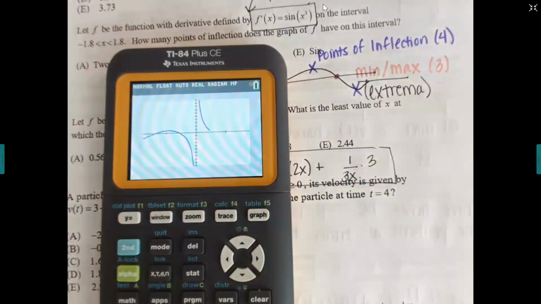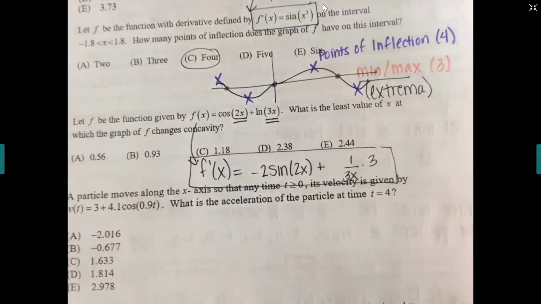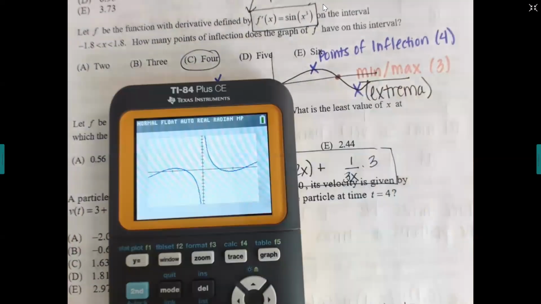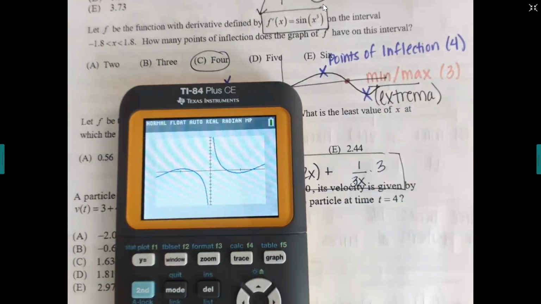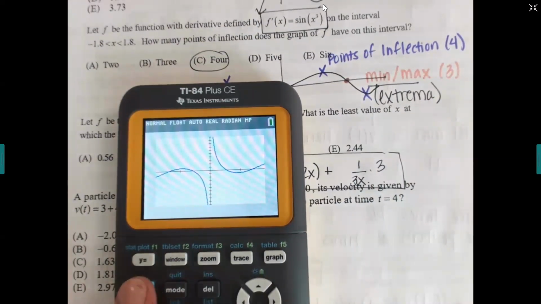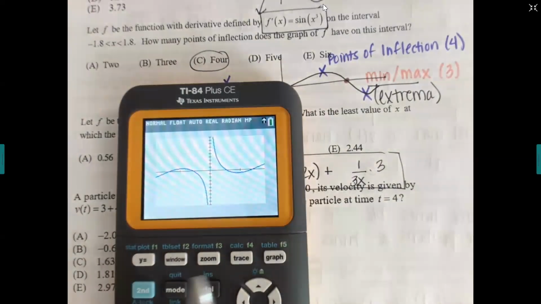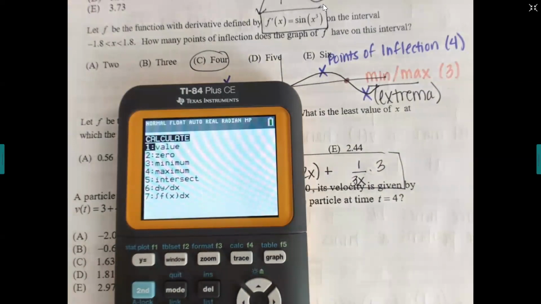Okay, so there's my graph. I see that I have 2, it looks like, that I can choose from. Okay, and then it says, what is the least value of x where it changes concavity? All my numbers are positive. So then which one should I find? The first one or the second one? The second one. Now, when I find this one, what am I going to find in the calculator? Second trace what? The minimum, very good. And this is like you should have learned in algebra 2, yes?